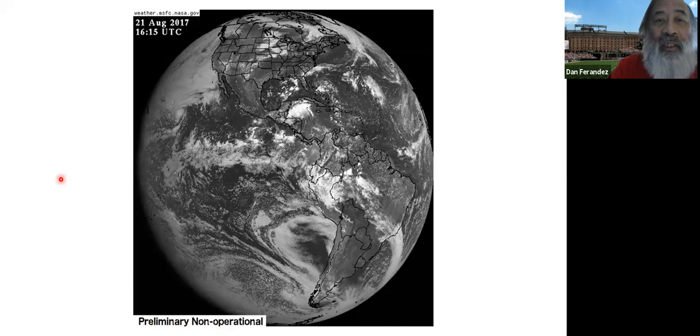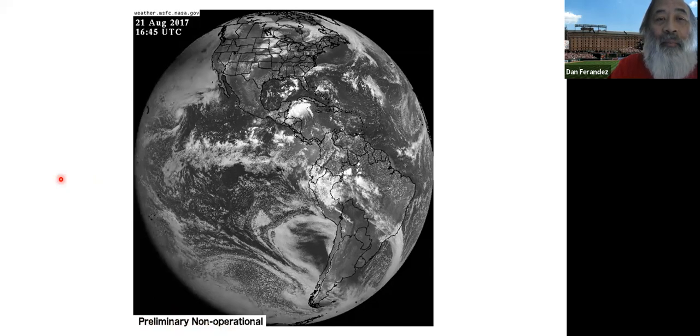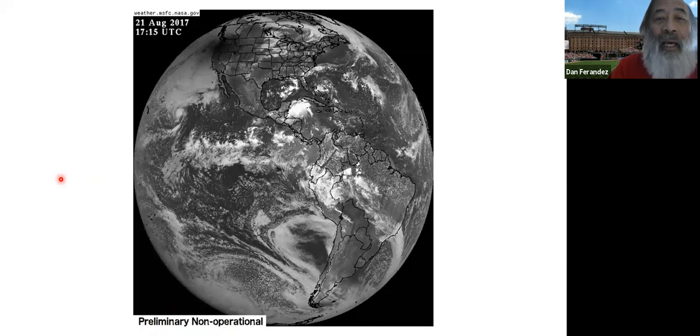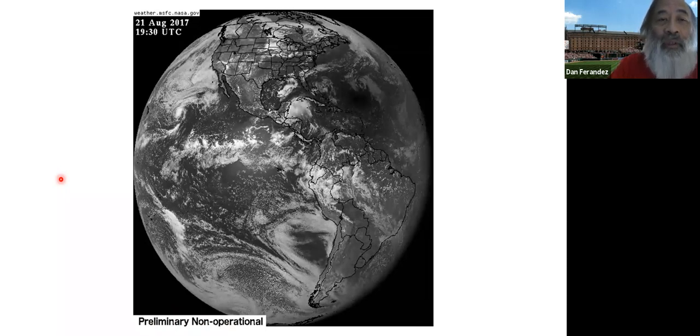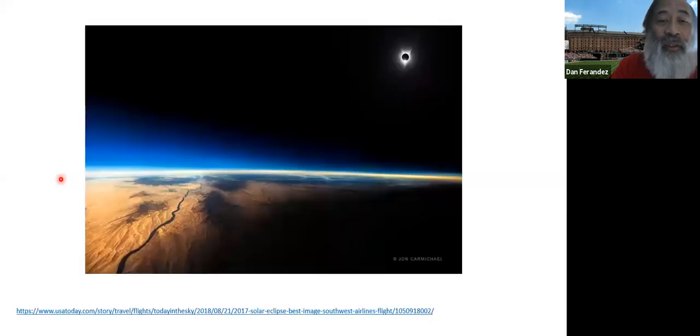So these were happening, and I was grabbing these as the shadow of the moon was actually traversing the United States. And this is actually what it looked like from outer space. And so I was quite happy. I wasn't sure what to expect, but I was all jazzed up when I actually grabbed these images and saw that you can actually see the eclipse shadow traveling across.